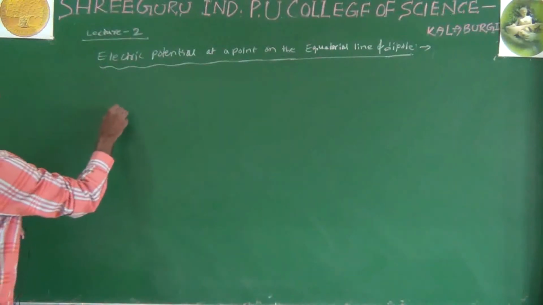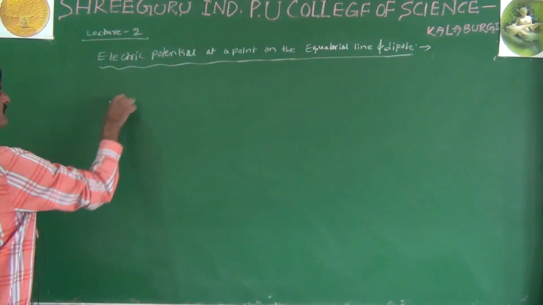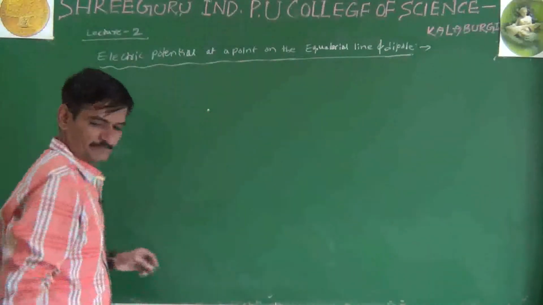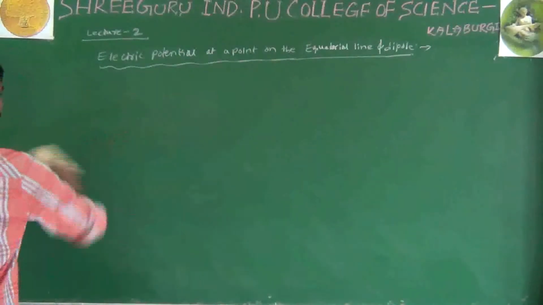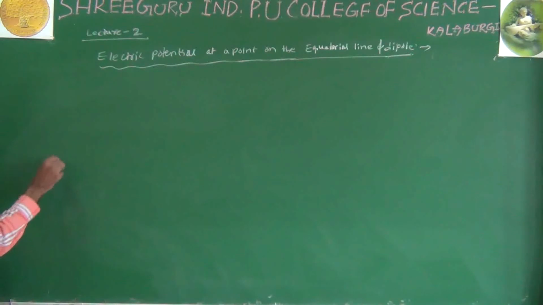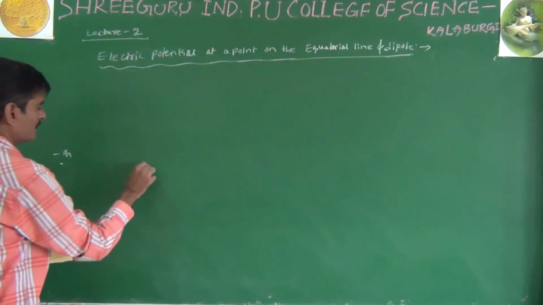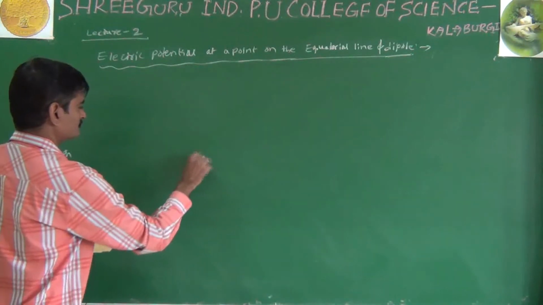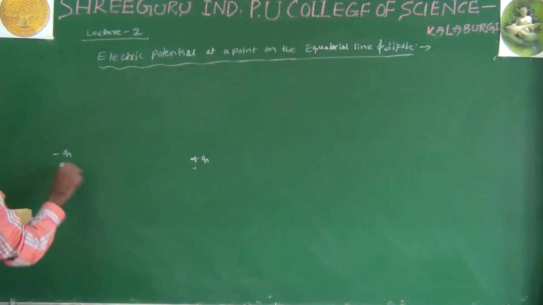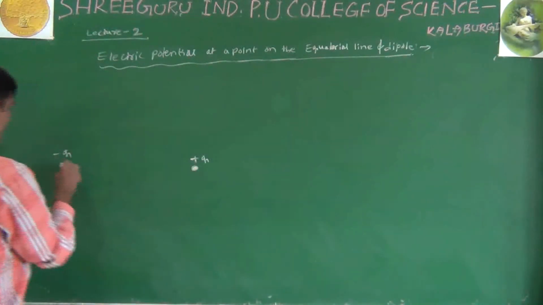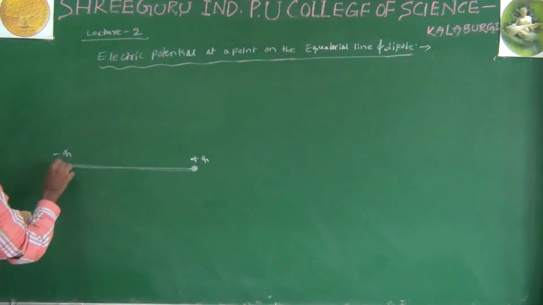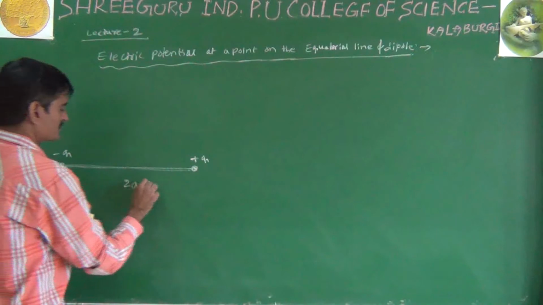Let us consider a dipole having the charges minus q and plus q. Okay. I will draw the diagram here. Let us consider an electric dipole having charges minus q and plus q separated by distance 2a.